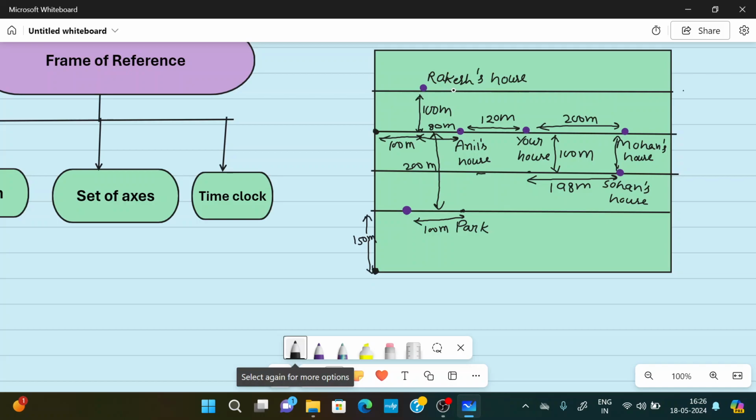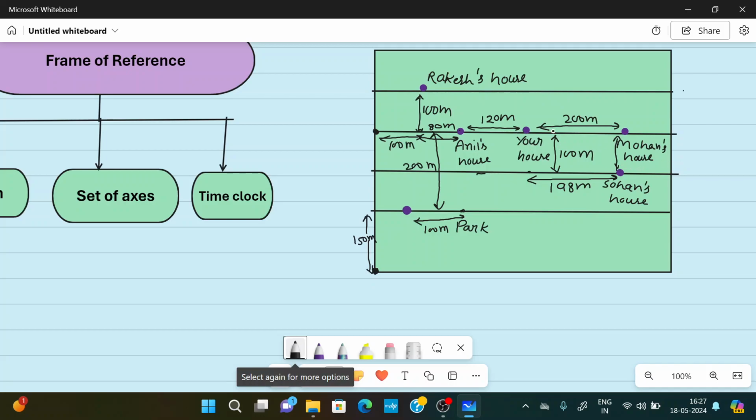So by choosing this horizontal line as the horizontal reference line and this vertical line as the vertical reference line, you will describe the position of your house as 100 meters south and 200 meters right from Rakesh's house. Whether the position of your house is right or left depends on the vertical reference line, and whether it is south or north depends on the horizontal reference line.